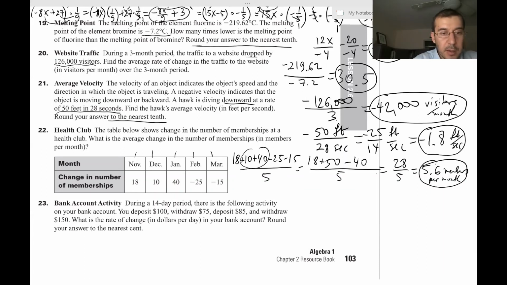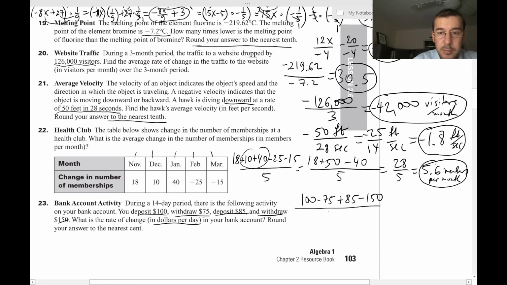23, bank account activity during a 14-day period. There is the following activity on your bank account. You deposit 100, you withdraw, deposit, withdraw. We know deposit is plus, withdraw is minus. What is the rate of change in dollars per day in your bank account? Okay, so deposit, we have 100. Then we have withdraw minus 75. Then deposit again plus 85. Withdraw minus 150. And that happens over 14-day period, right? So this is dollars over day. So we just have to compute that.